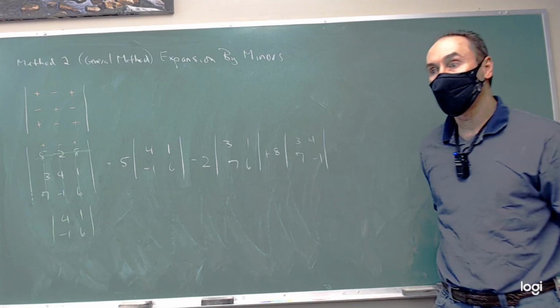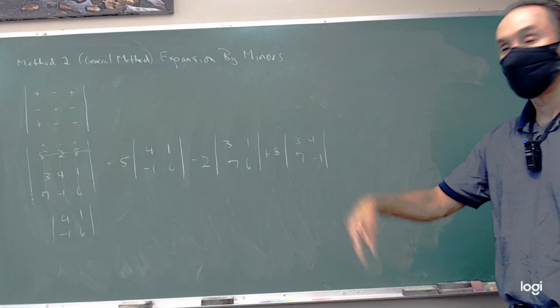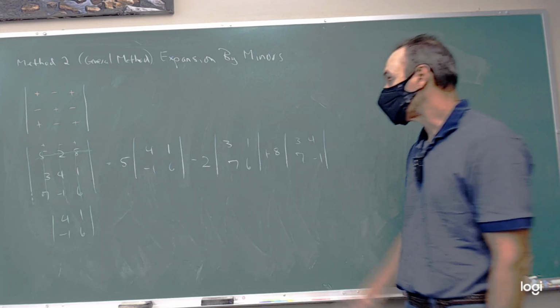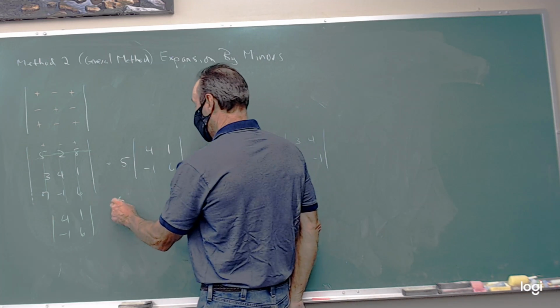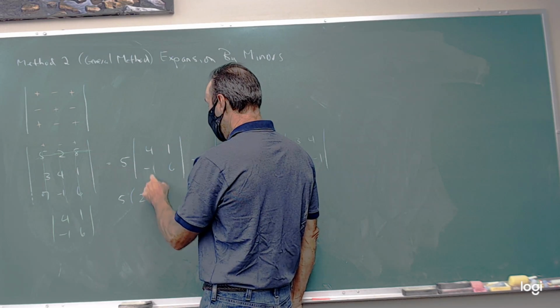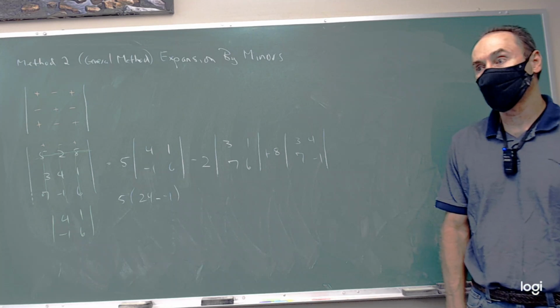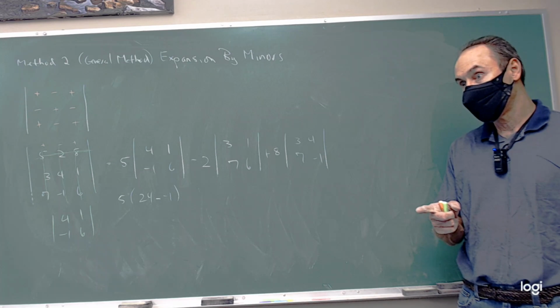Now we're home free. I mean, we have a ton of arithmetic to do, but there's no more big concept. 2 by 2s we can do. So it's 5 times, that's 24, minus negative 1. You with me now? I'm going down, minus up. That's how we do 2 by 2s. Yeah, we okay?